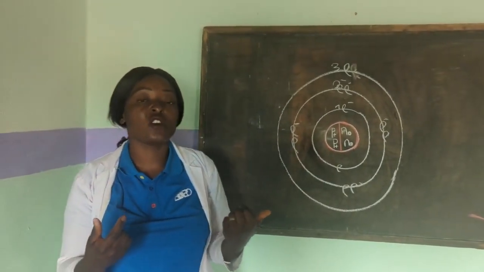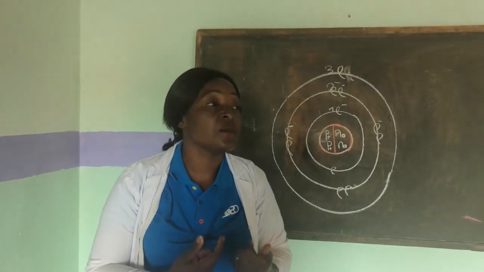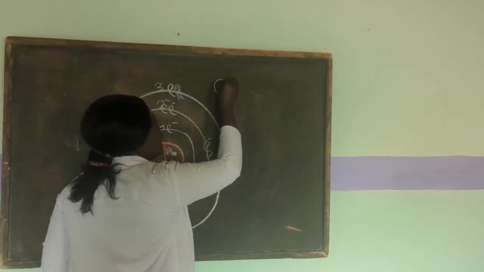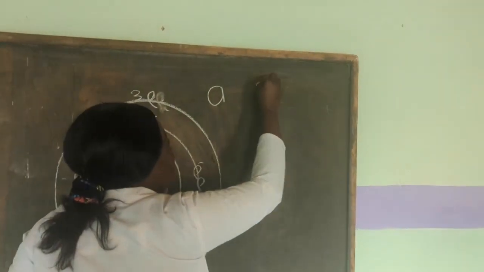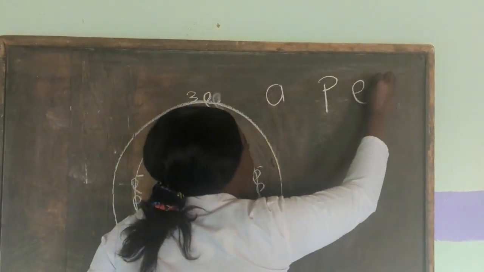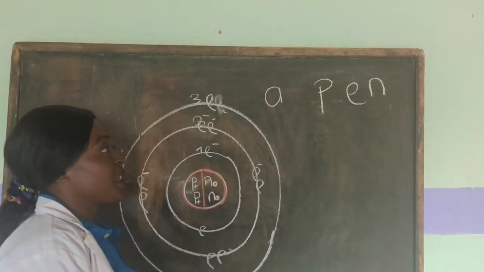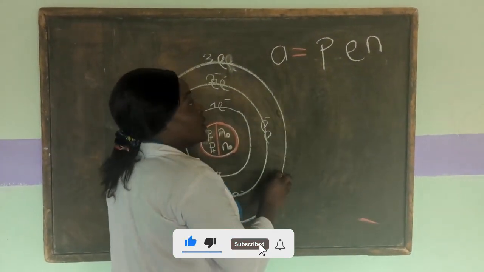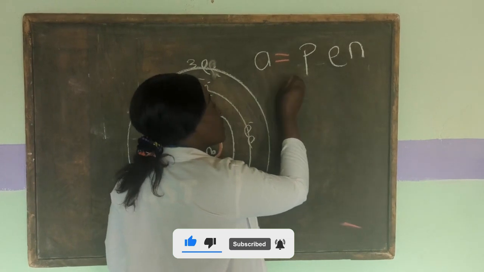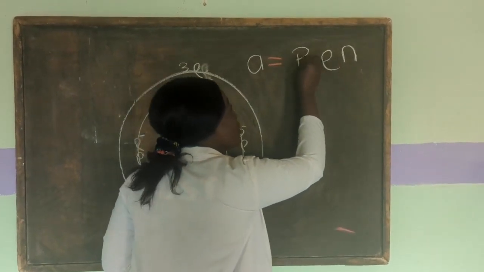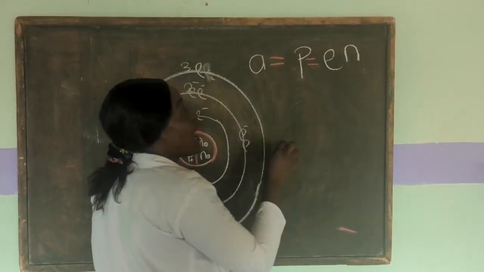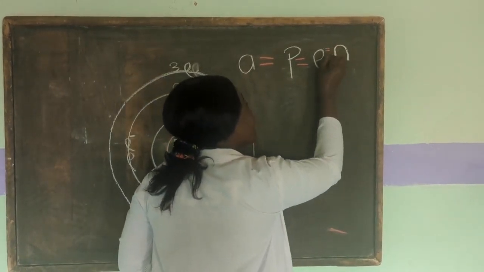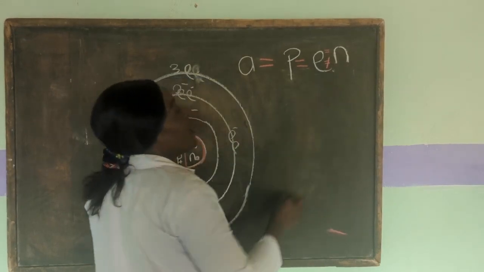I'm going to give you an acronym in which you can easily remember which one is equal to which. Let's take for instance a pen. Let's write A, P, E, N. And then we write our equal to in between A and P. We write our equal to in between P and E. And in between E and N, we write equal to and not equal to.